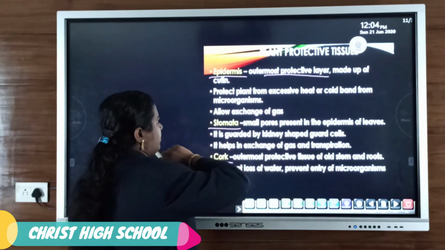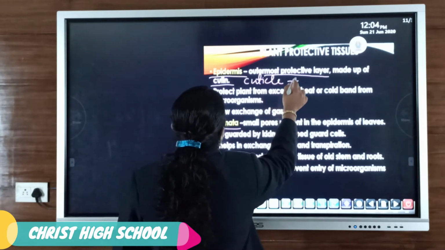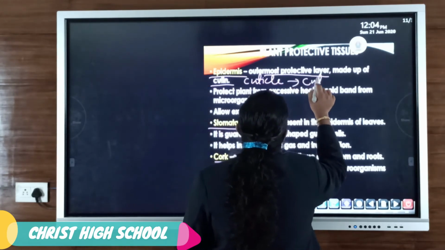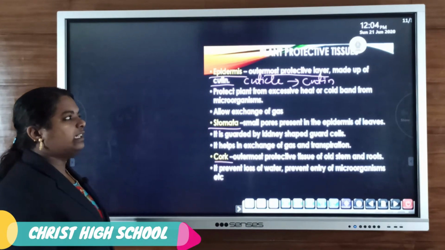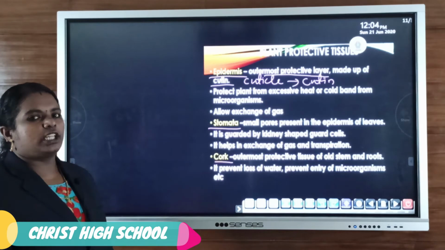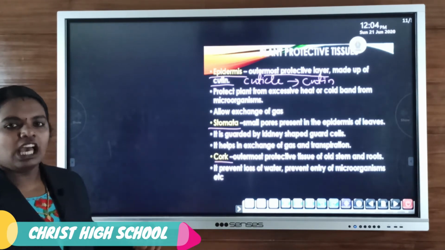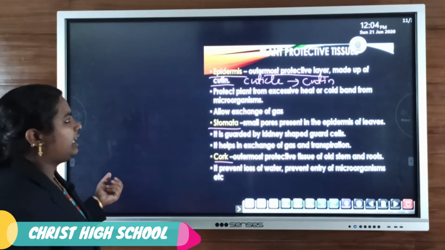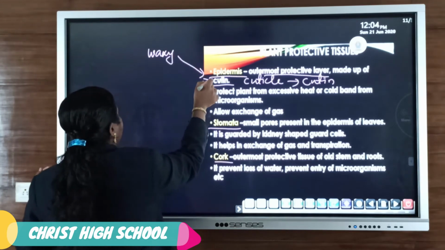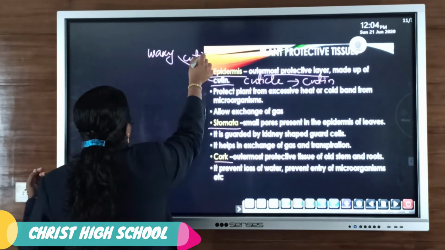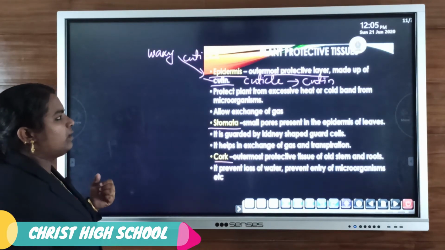Epidermis has a cuticle, a protective covering, and the cuticle is made up of cutin. So epidermis is the outermost protective layer and it is made up of a substance known as cutin. We can see that epidermis contains the cuticle, a waxy protective covering which is waterproof. It is made up of a substance known as cutin.